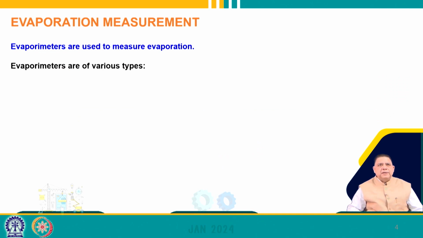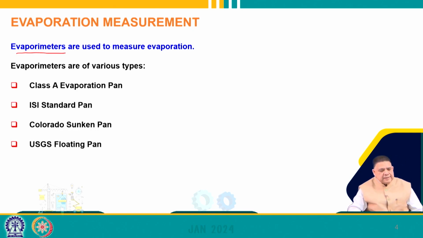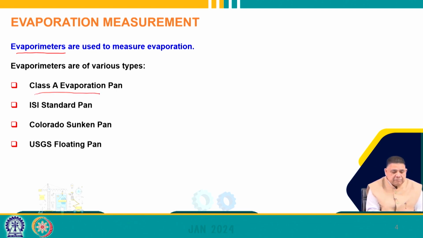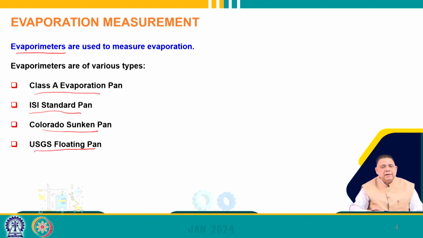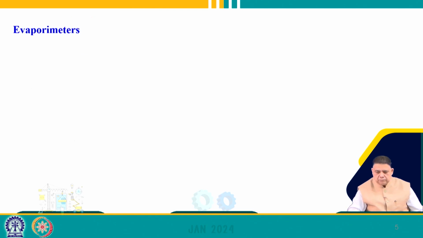Coming to measurement of evaporation, typically evaporation is measured by equipment called an evaporimeter, and there are various types of evaporimeters available. A few common ones are Class A evaporation pan, ISI standard pan, Colorado sunken pan, and USGS floating pan, some of which we are going to discuss now.